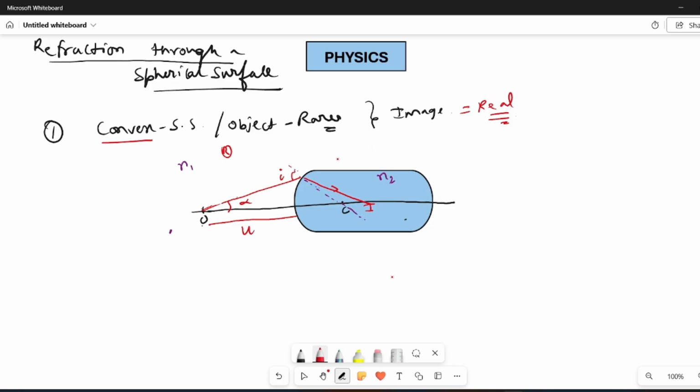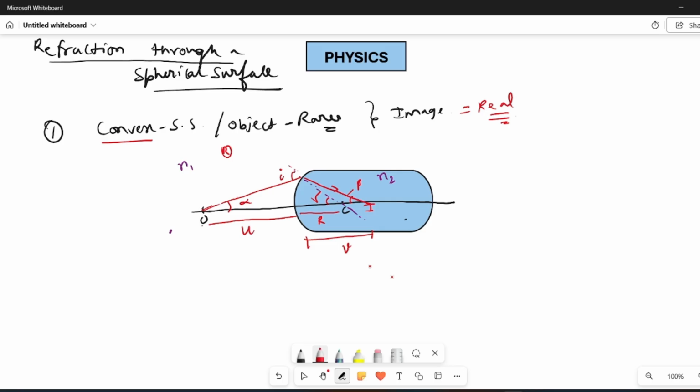Now this particular normal through the center of curvature has made a particular angle with the principal axis. My image also has made a particular angle. We are going to call these particular angles beta and gamma. And this particular distance for the center of curvature is going to be known as r, and this particular image distance is going to be considered as v.